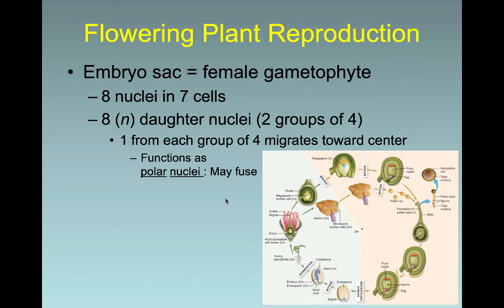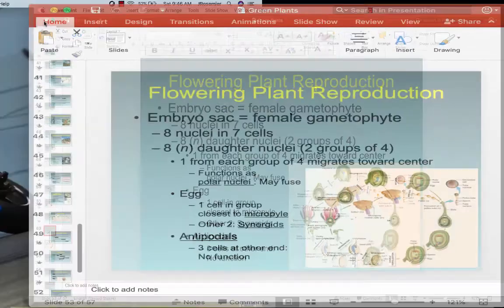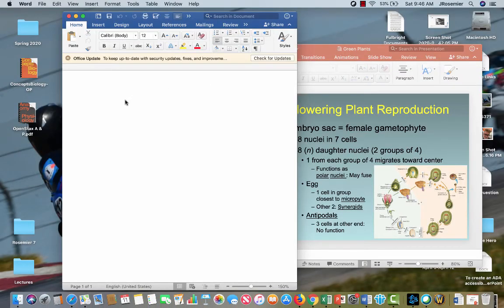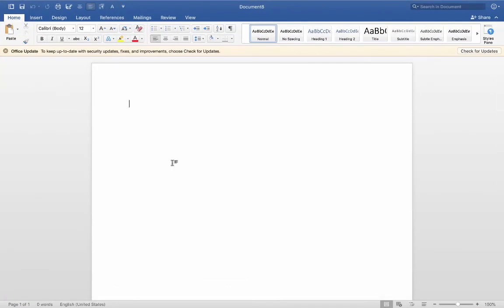Actually, you know what? I'm going to do something a bit different here because I don't like how that picture is showing that. So what I'm going to do is open up a Word document real quick here, and we're going to type this out. All right, this is a little bit unusual from what I normally do, but I think this will actually work better.